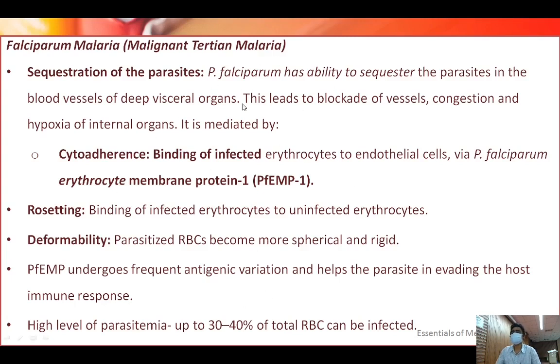Another thing is that Plasmodium falciparum has the ability to sequester the parasites in the blood vessels of the deep visceral organs. So the capillaries present in organs like the brain, liver, spleen, internal organs, maybe even the kidneys, it can go there because it has one very important protein, known as the Plasmodium falciparum erythrocyte membrane protein. This protein is very important.